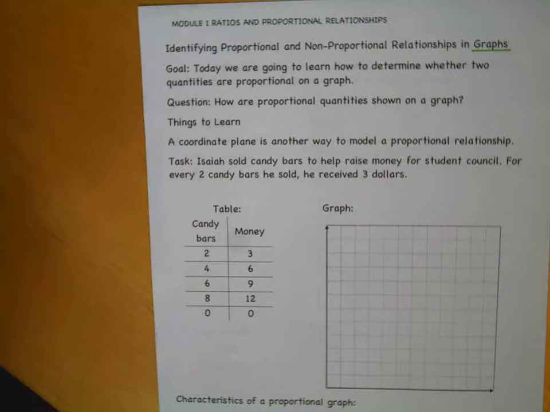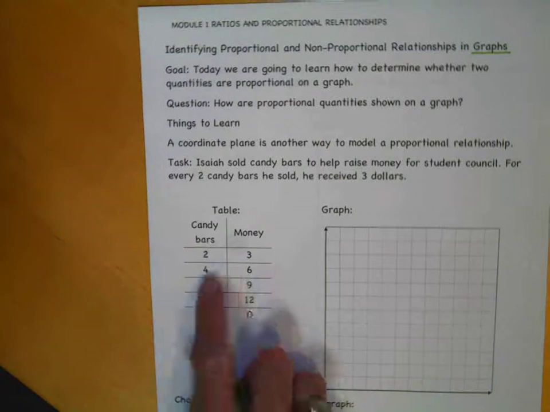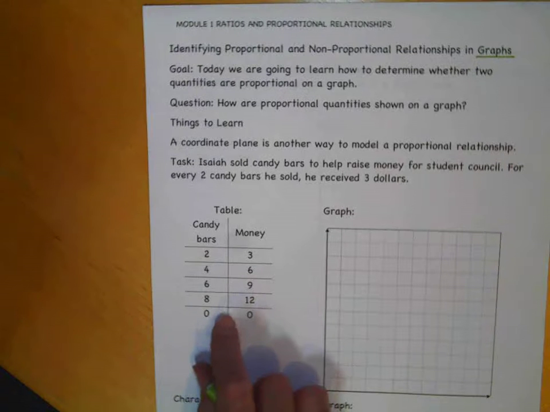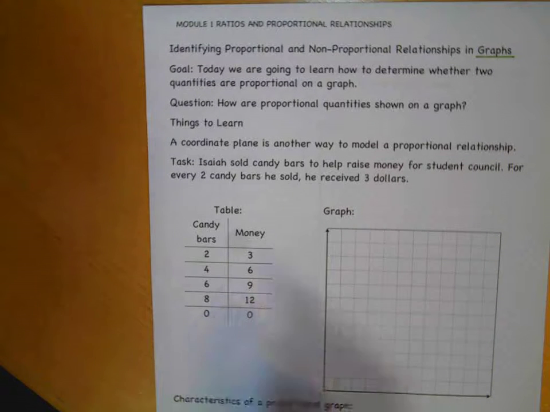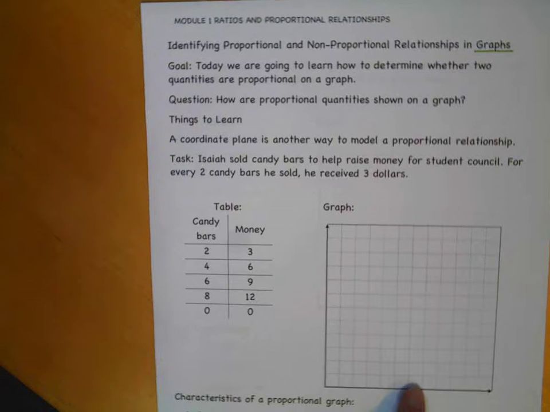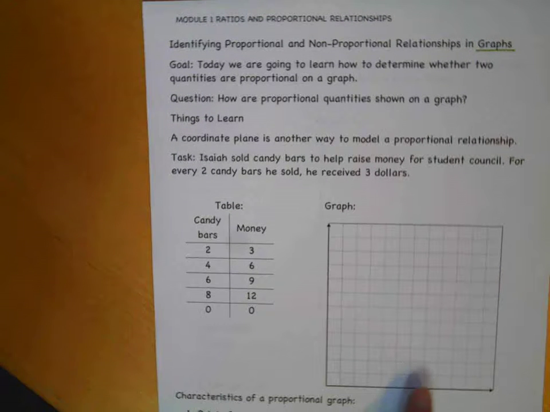Okay, so Isaiah is selling candy bars for student council, and he needs to make money. Our job is to figure out, if he sells every 2 candy bars, he gets $3. We need to determine if the values on here are proportional, first of all, and if the answer is yes, they are, then we get to go ahead and remember how to graph them.